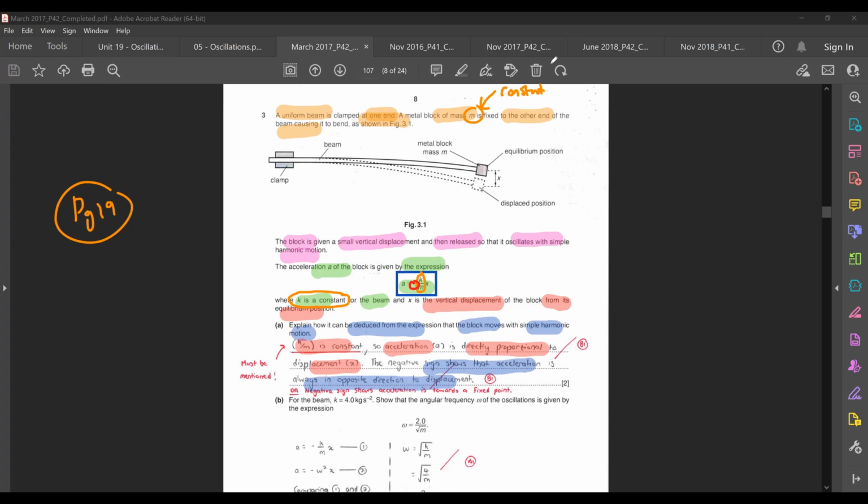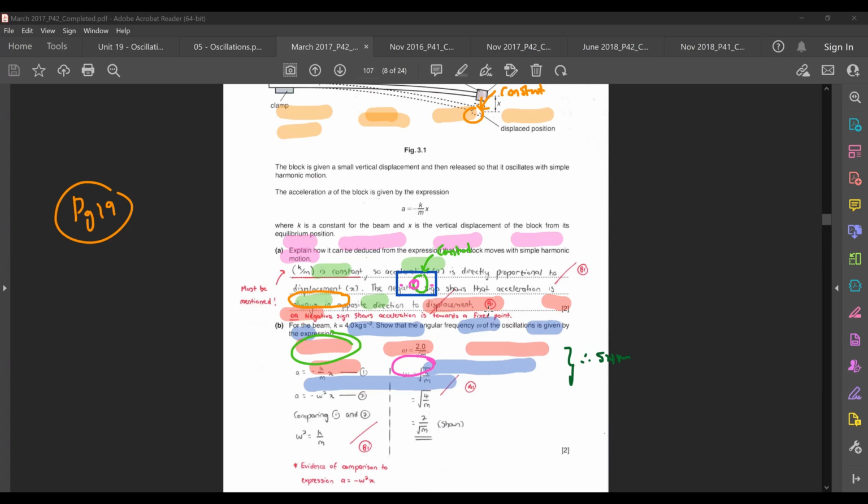Okay. So you notice that there's a certain pattern here of answering when it comes to proving from an equation that something follows simple harmonic motion. You always need to say what is constant first. In your case, this thing here is constant. Only then can you say that A is proportional to X. And then you always make sure to single out the negative sign. The negative sign tells you that A and X are always in opposite direction. So when you have those two criteria, it is therefore simple harmonic motion. Okay, so that's one thing to note from there.